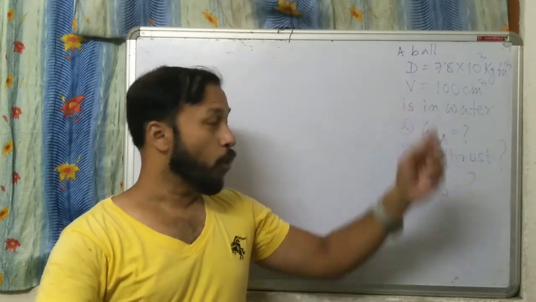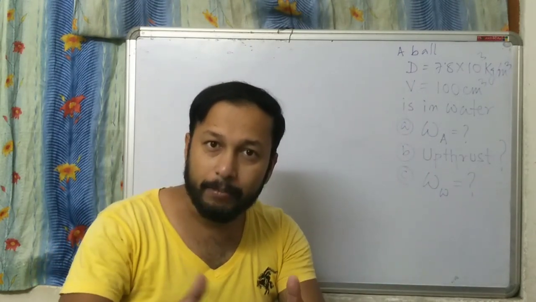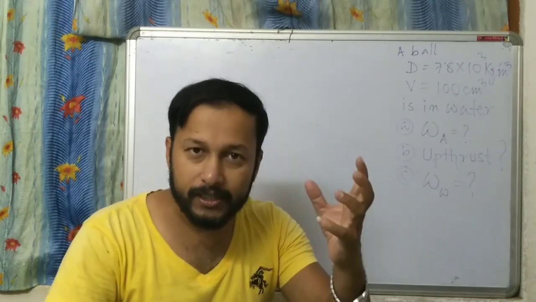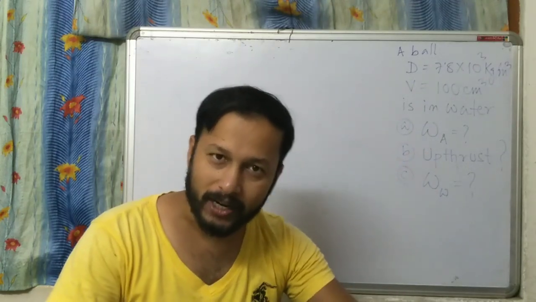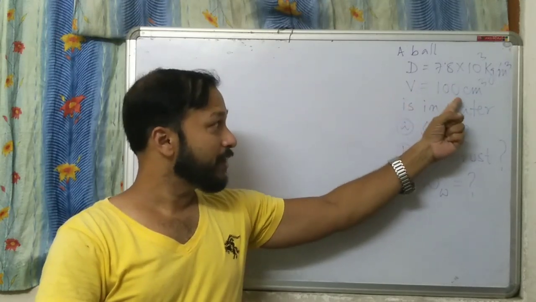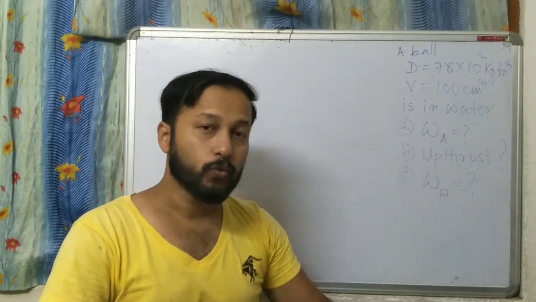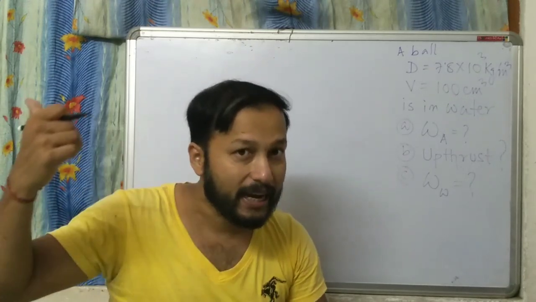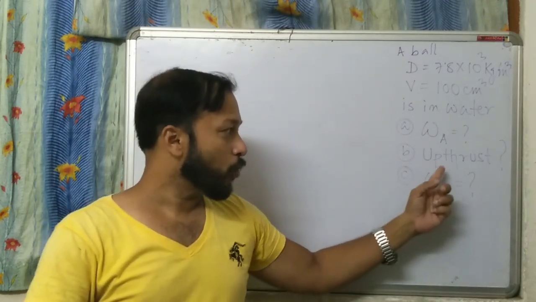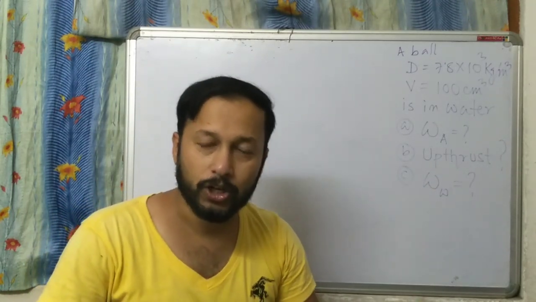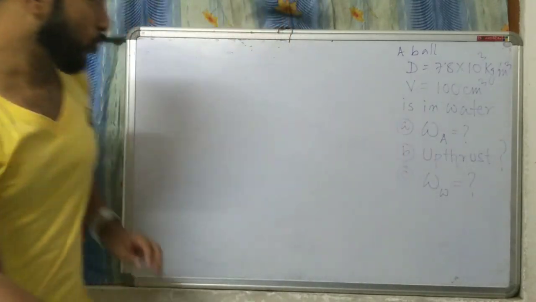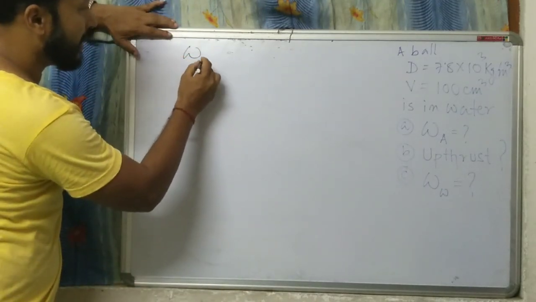In the next question, a ball is completely immersed in water. I repeat, a ball is completely immersed in water. The density of the ball is given, and the volume is given. We have to find the weight of that ball in air and the weight of that ball in water, and also the upthrust. So let us find the weight of that ball in air.